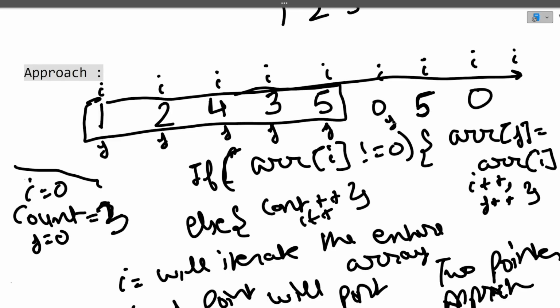So j, again I have told you, j is present there where the next non-zero element should be present. So j is currently pointing to here. Now all the non-zero elements we have covered, we have brought in front. j is pointing to this element, and i has gone out of the loop.